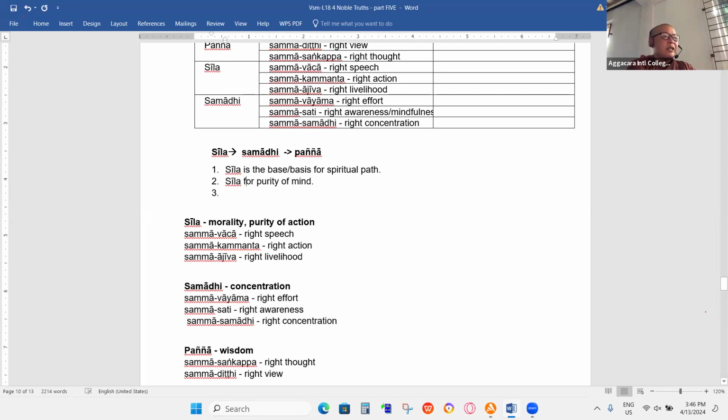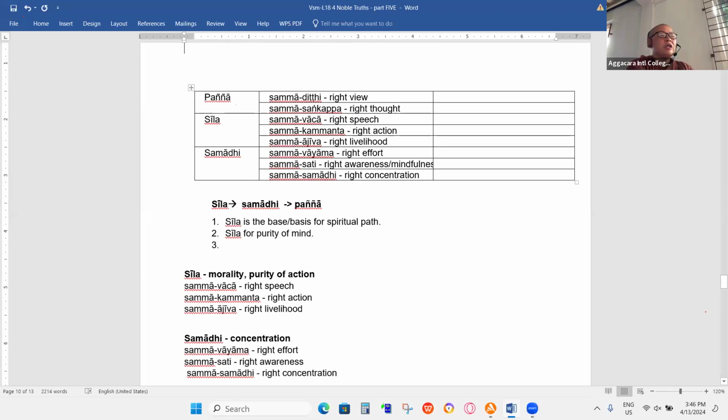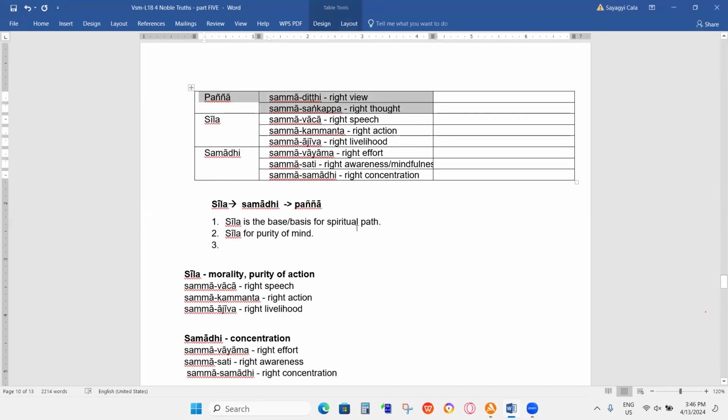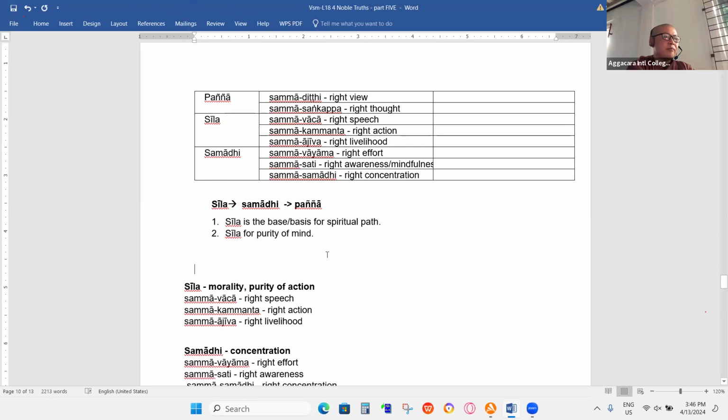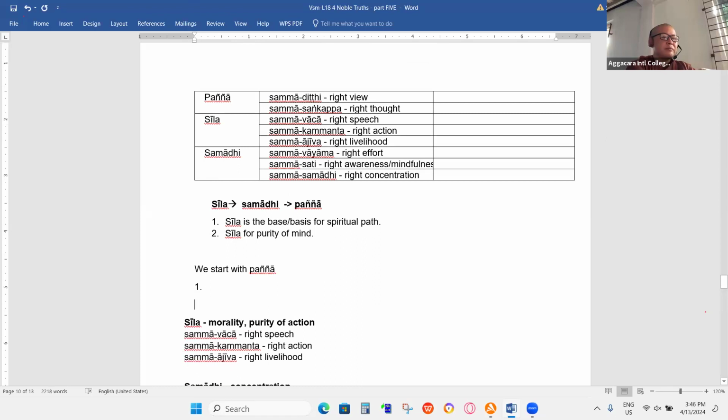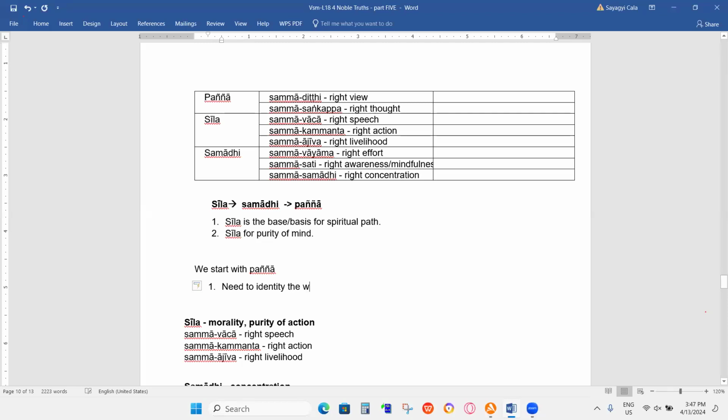Any other contribution, on why we should start with panna first? Instead of sila, samadhi, panna, we follow the Noble Eightfold Path and start with panna. Right? Yes, I think we should start with panna first. Why? Because without panna, we cannot identify wholesome action and unwholesome action, and morality is based on that. We need to have the knowledge or wisdom to identify wholesome and unwholesome, right? Yeah.